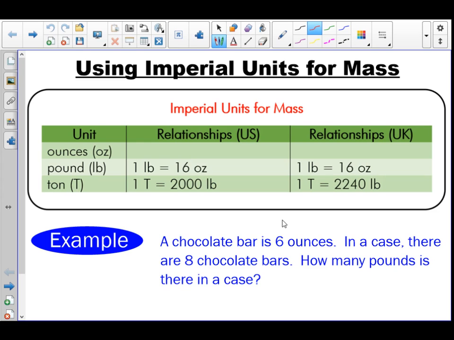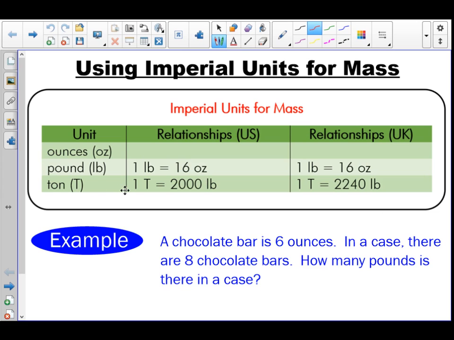Because there's only two conversions, we're also going to take a look at the British or the UK imperial system. Their pound is defined the same as ours, it's 16 ounces. But their ton is a little different. Instead of 2,000 pounds, it's 2,240 pounds. So these are the conversions we're going to be making use of today, and that'll be on your quiz next class.